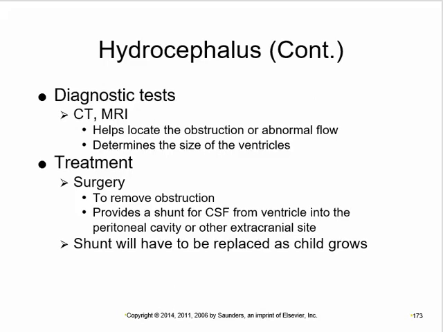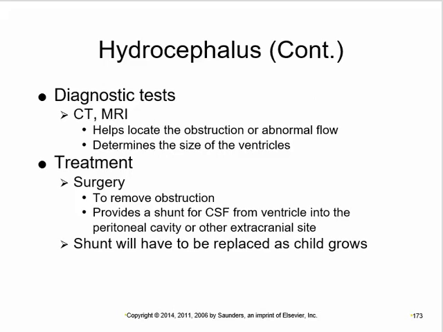CTs and MRIs are obviously useful. Surgery: you put a shunt in for the cerebrospinal fluid to go to someplace else, and often it passes right down into the peritoneal cavity. You want it to be extracranial.